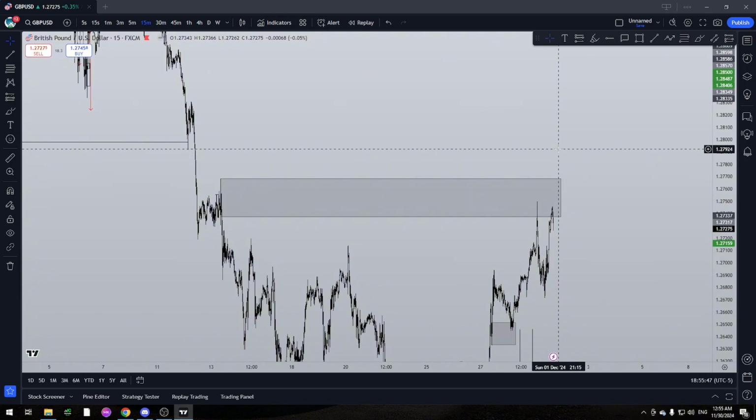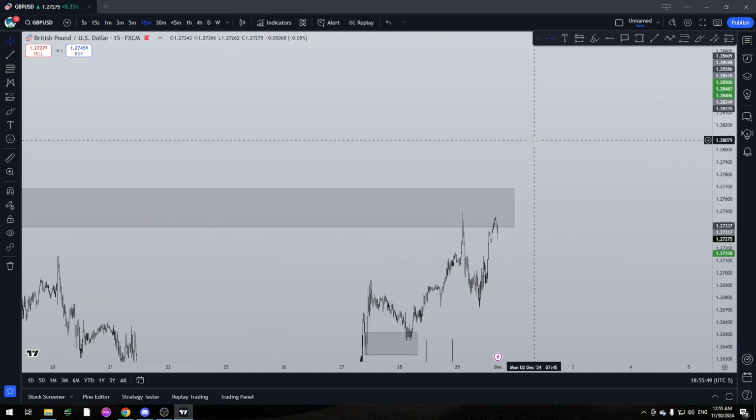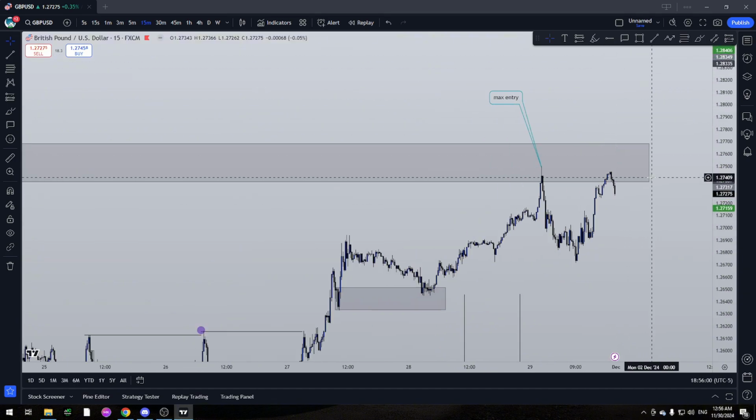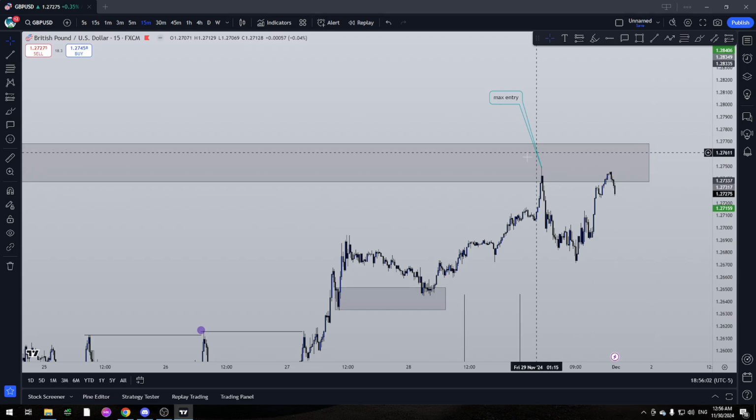Beautiful zone, right? And let's say Max entered here. So Max's entry is here. Shout out to Max, by the way, VIP student. And Max took his entry, Max took his profits.